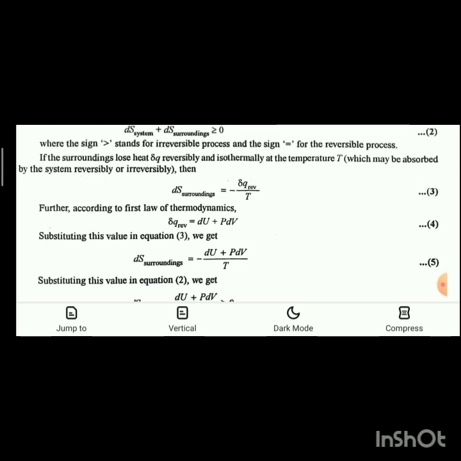If the surrounding loses heat δQ reversibly and isothermally at the temperature T, which may be absorbed by the system reversibly or irreversibly, then dS of surrounding equals minus δQ reversible upon T. According to the first law of thermodynamics, δQ reversible equals dU plus PdV, so dS of surrounding equals minus (dU plus PdV) upon T. Substituting these values, dS of system minus (dU plus PdV) upon T is greater than or equal to 0.